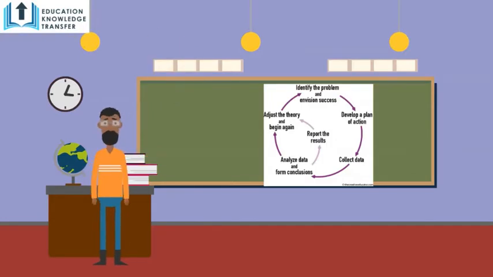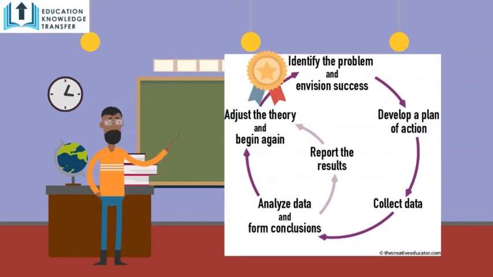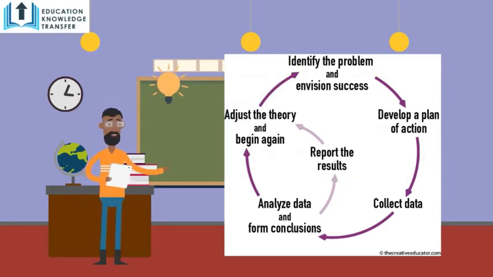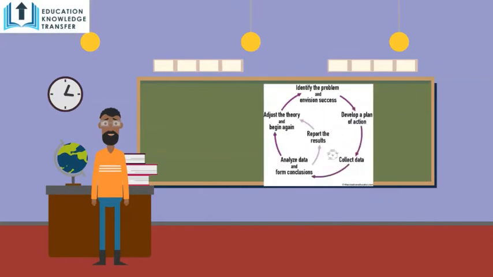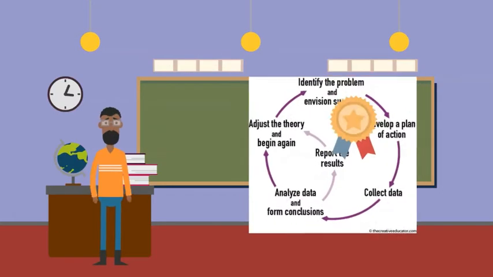Number 1, identify the problem and envision success. This is more or less the problem in the classroom you want to address and solve, or an aspect in practice you want to improve. It's important to make sure that it is a problem you want to solve. Then you learn more about the problem by turning to theory.